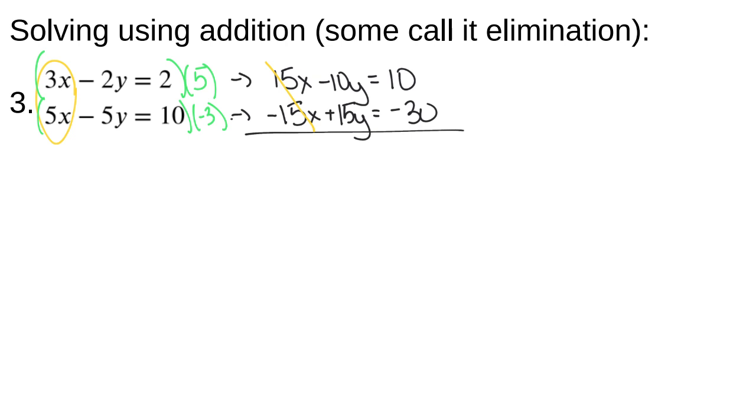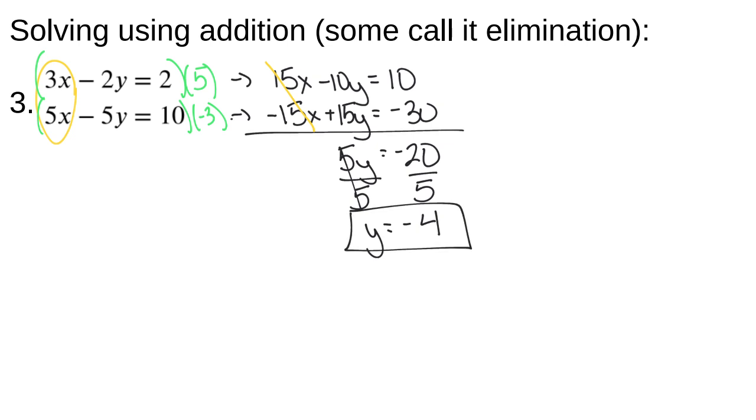Let's put the others together. If I combine my like terms with my y's, negative 10 plus 15 gives me 5y. And 10 and negative 30 is negative 20. We could now solve for y. Divide both sides by 5 to get y by itself. And I found that y is equal to negative 4.